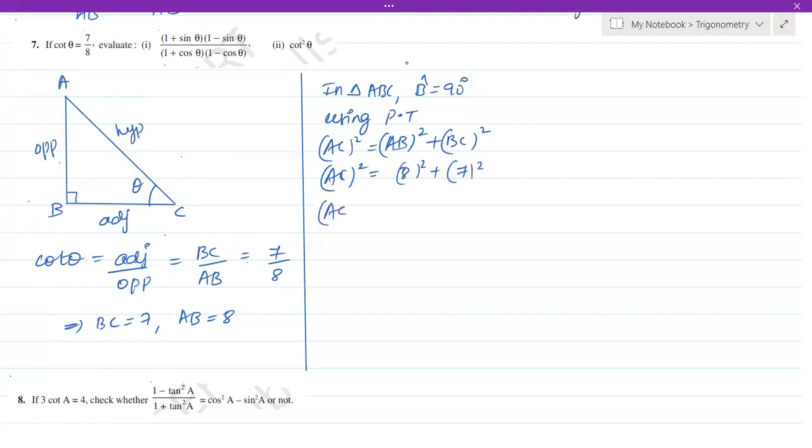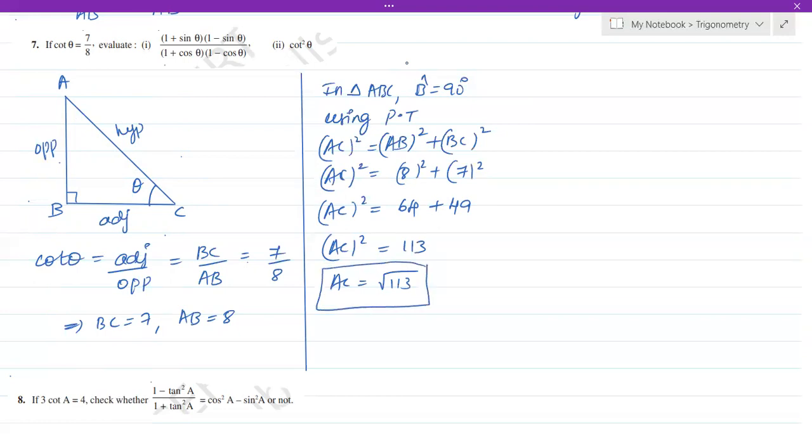So AC square is equal to 8 square is 64, 7 square is 49. Therefore, we get AC square is equal to 113. Therefore, AC is square root of 113. Square root of 113 cannot be found, so let's keep it as it is.